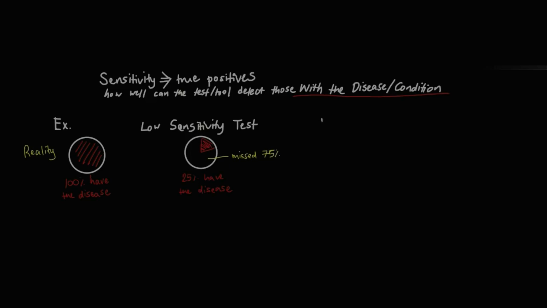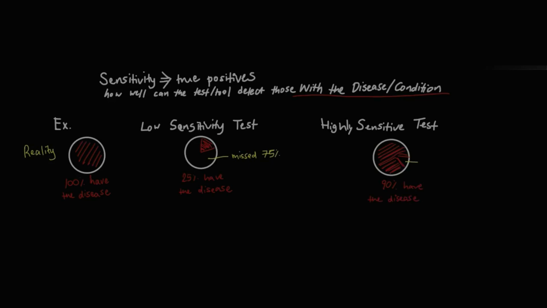Let's say you make a new test, one that is more sensitive, and so you administer this test to all 100 people, and out of the 100, 90 test positive, and the remaining 10 test negative. This is a much better situation to be in because we're not missing as many of those cases as we were before.